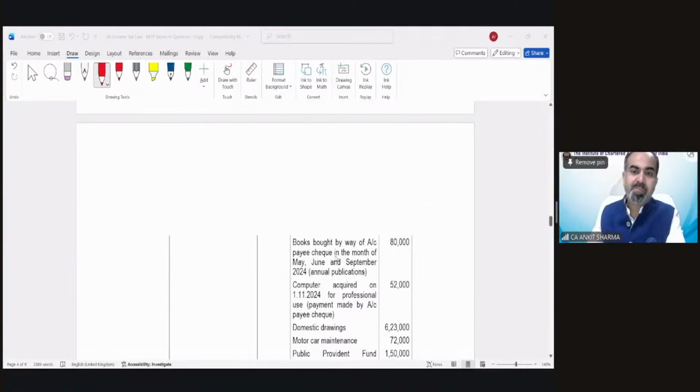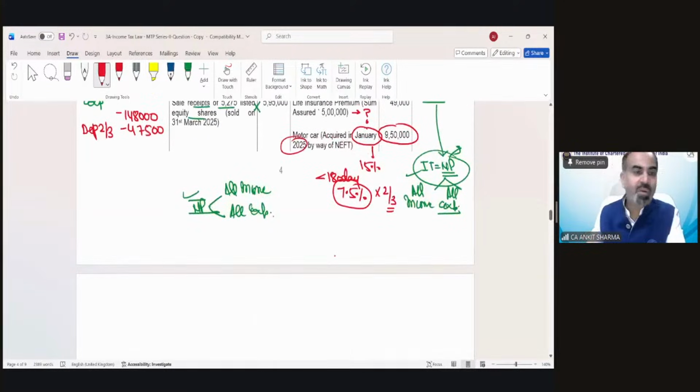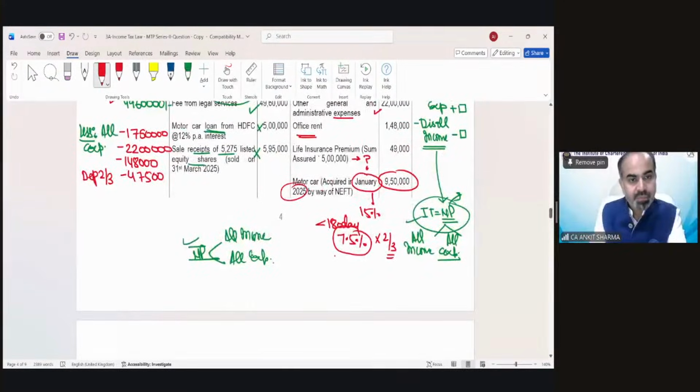Books bought by way of account payee cheque in the month of May, June, and September 2024, annual publication. So, what is the DEP rate on books if it is an annual publication? The 40% rate you need to apply, that would come to 32,000 rupees.